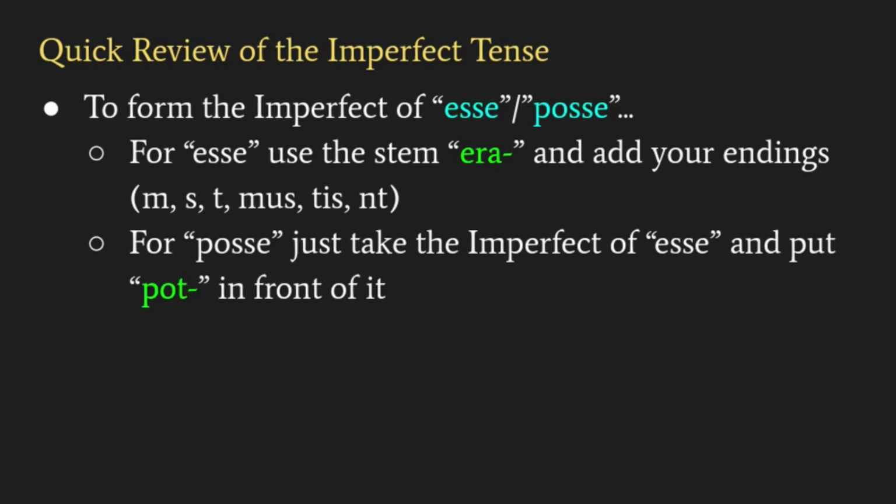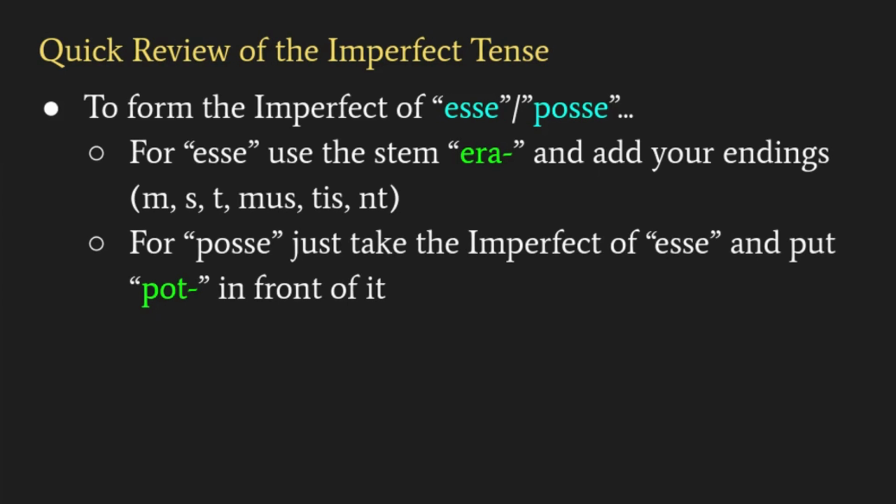The trick is they're not using BA, right? Because they're irregular, you're not going to see a ba anywhere in here. Instead, they're going to use the stem ERA. So era is the way of announcing that this is imperfect tense. So for esse, all you do is you take the stem era and you add on your personal verb endings, M, S, T, MUS, TIS, NT. So you're going to get eram, eras, erat, eramus, eratis, erant.